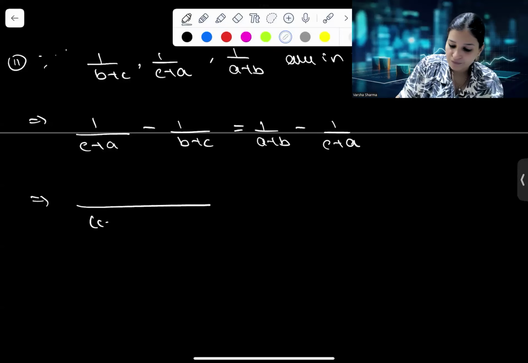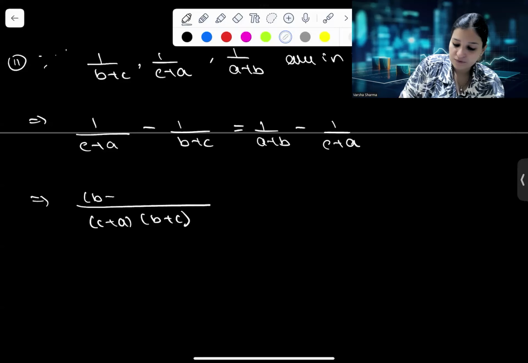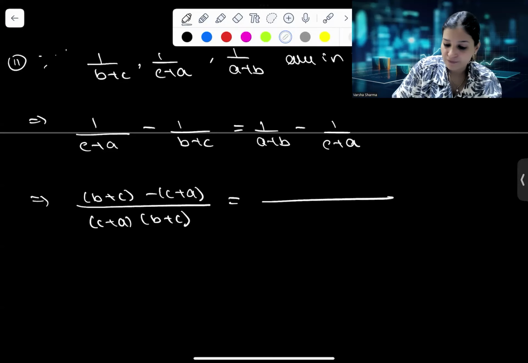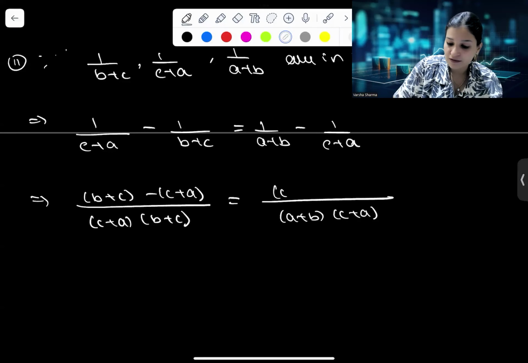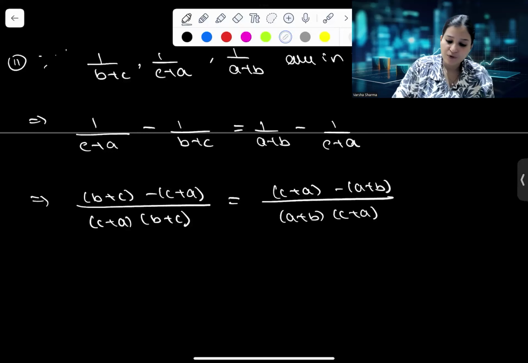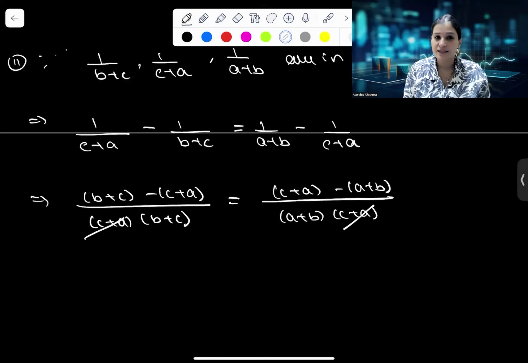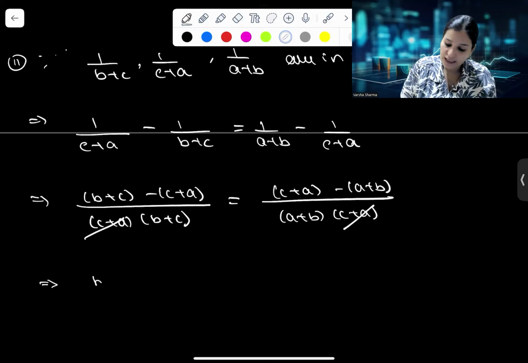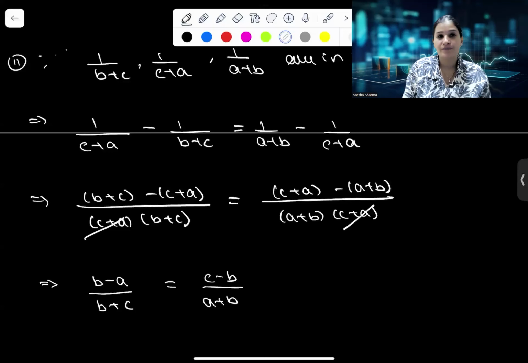Let's take LCM. (c plus a)(b plus c), b plus c minus (c plus a). (a plus b)(c plus a), c plus a minus (a plus b). From both the sides, I can cancel c plus a. In the numerator, I'll get b minus c. Here I have b plus c. Here I'll get c minus b and this is a plus b.